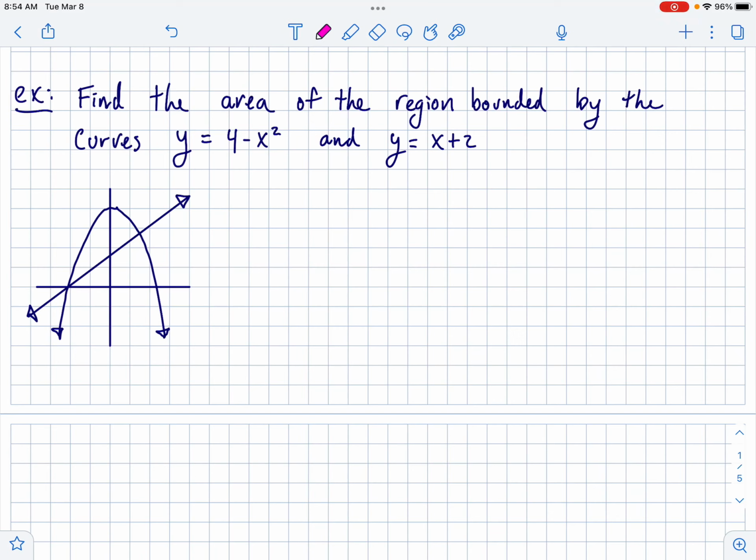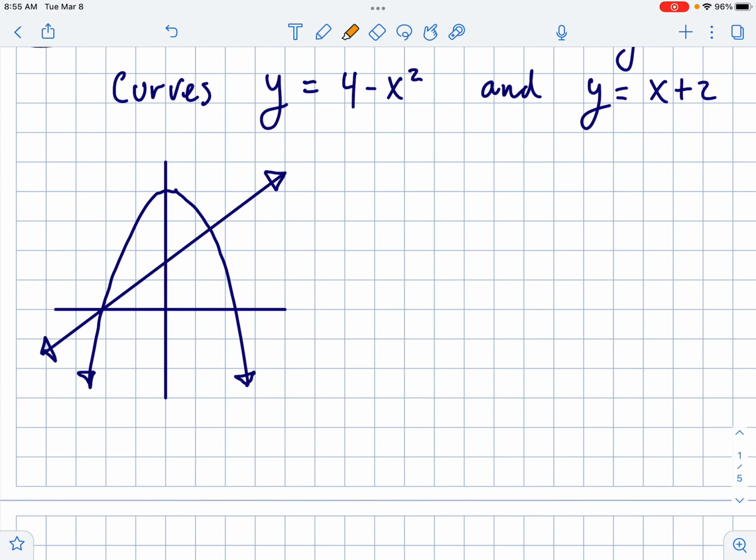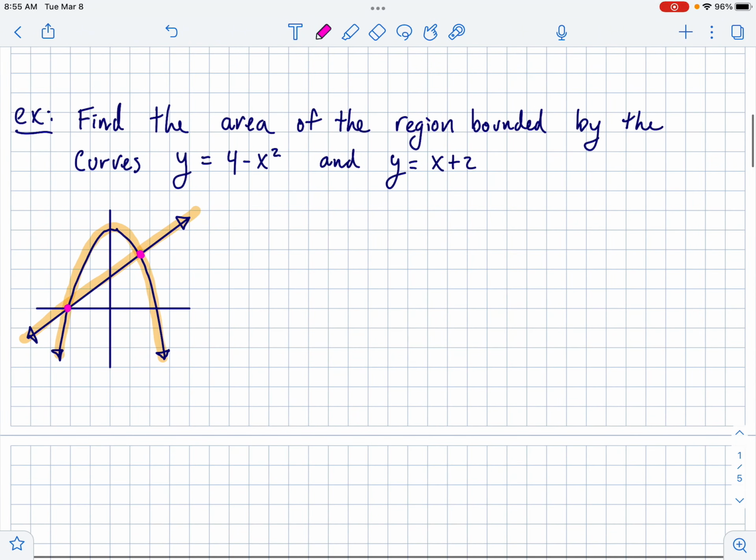Find the area of the region bounded by the curves y equals 4 minus x squared and y equals x plus 2. First things first, if I graph this on a calculator, y equals 4 minus x squared is an upside down parabola, and y equals x plus 2 is this line. We need to figure out what these intersection points are, to figure out what x values those are, because that's what we're going to integrate from. To figure out where two things cross each other, you can set them equal to each other.